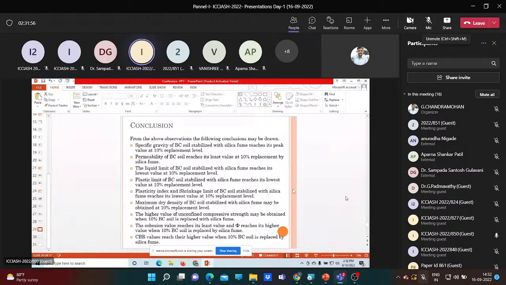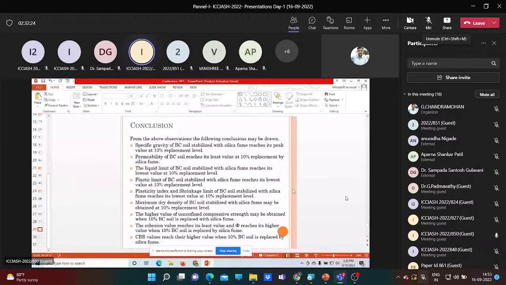The maximum dry density of the BC soil stabilized with silica fume was obtained at 10% replacement level, and the unconfined compressive strength was found to have 10% as the optimum. The CBR values also proved to be higher at 10%, whereas the cohesion value reaches its least value and phi reaches its higher value at 10% replacement of the silica fume in the BC soil.